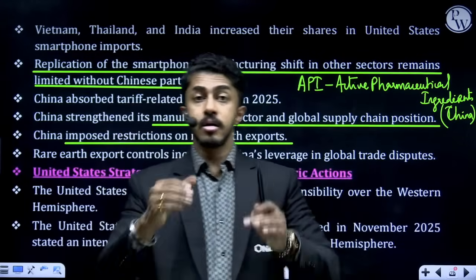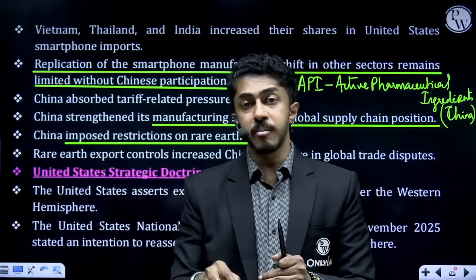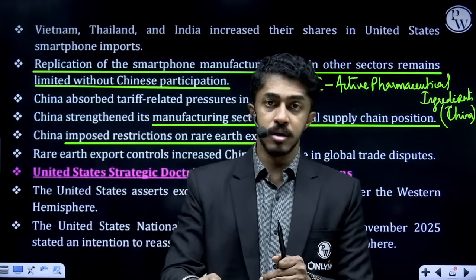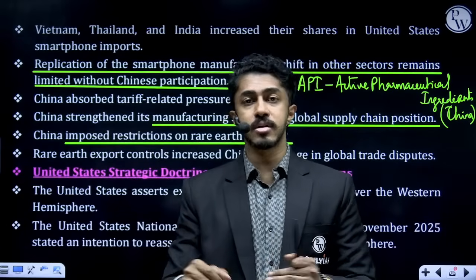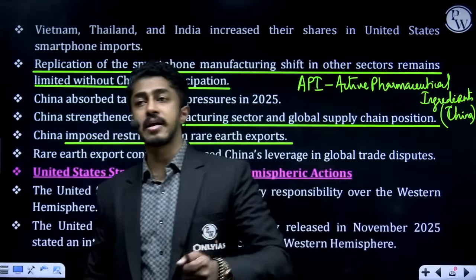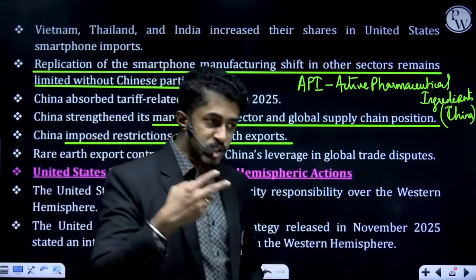But like I told you in my earlier classes, to extract the raw material, you need special machinery. And China has access to it. Why does China have access to it? As usual, the same answer. China has been investing in research and development for a very long time. They have been experimenting with the machines.